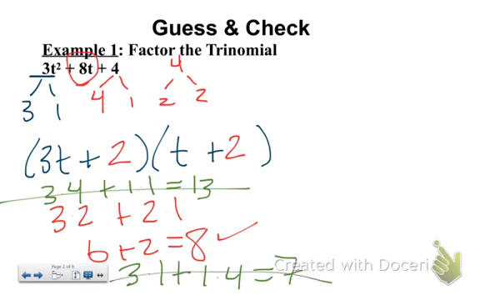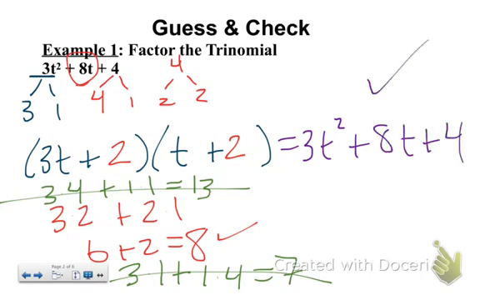But I did guess right on the first try, so it is 3t plus 2 times t plus 2. But remember, I can always FOIL it back out to make sure, and I get 3t squared plus 2t plus 6t, which is 8t plus 4. So that's the first method.